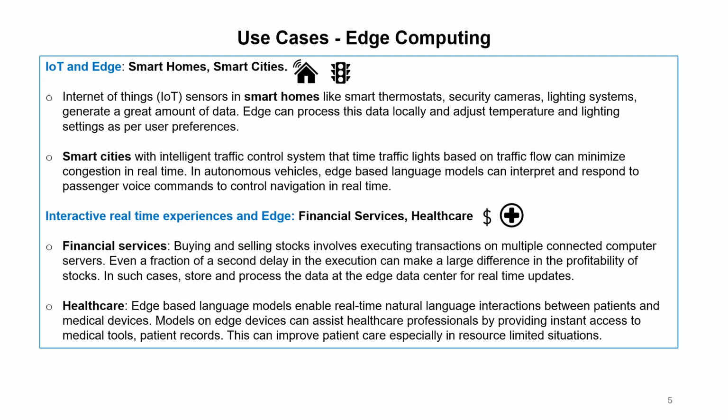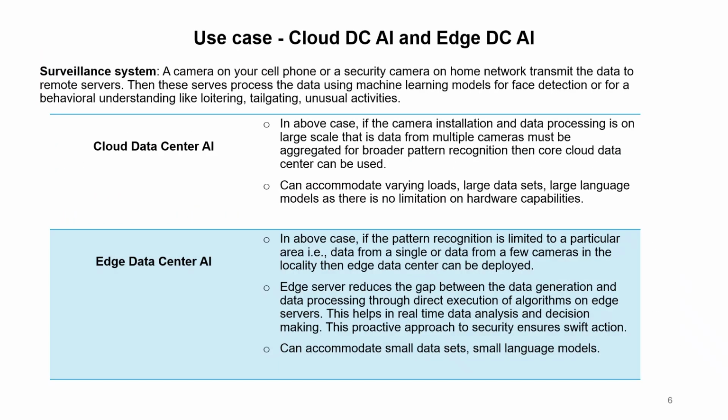Now let us see the choice between core data center and an edge data center with a use case. Surveillance system. A camera on your cell phone or a security camera on your home network transmit the data to remote servers. Then these servers process the data using machine learning models for face detection or for a behavioral understanding like loitering, tailgating, and unusual activities.